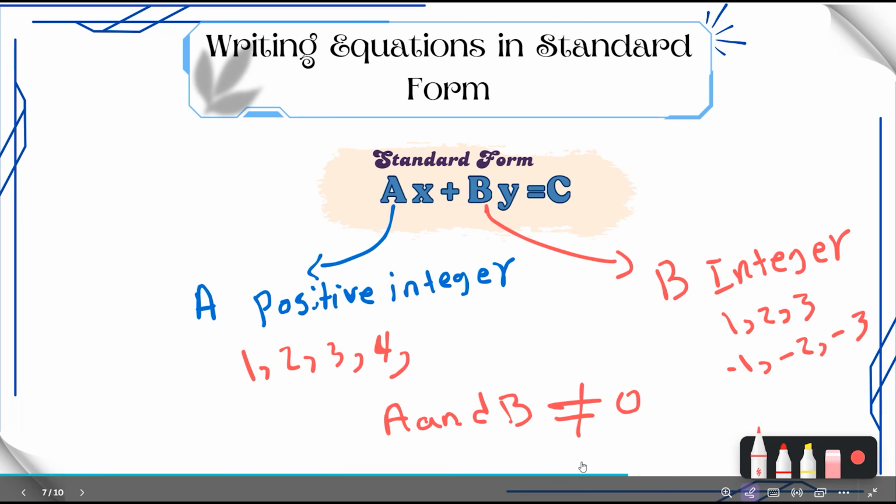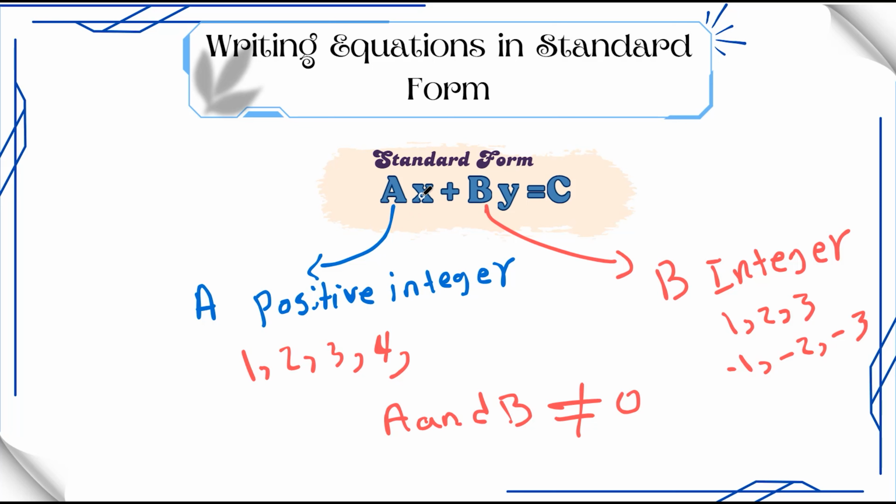Then we have three conditions here. The first one is a positive integer for A. B is also an integer, but maybe positive, maybe negative. And A and B both shouldn't be 0. What about C? Nothing. Can it be a fraction? Yes. C can be a decimal? Yes. Can be 0? Yes.